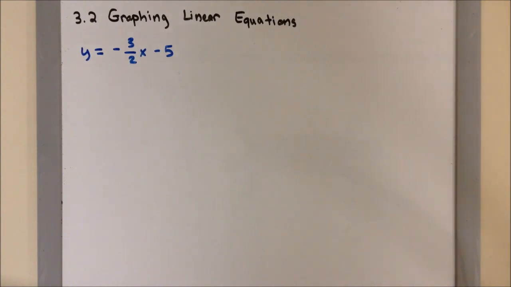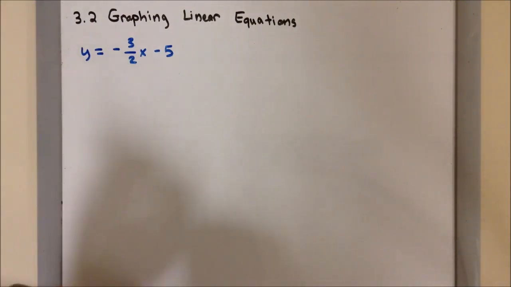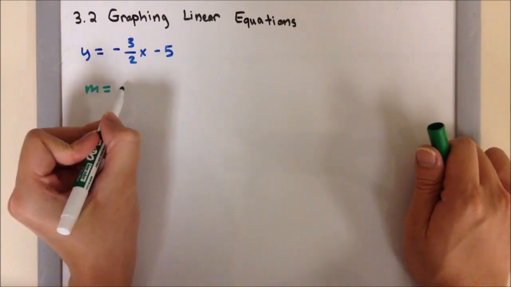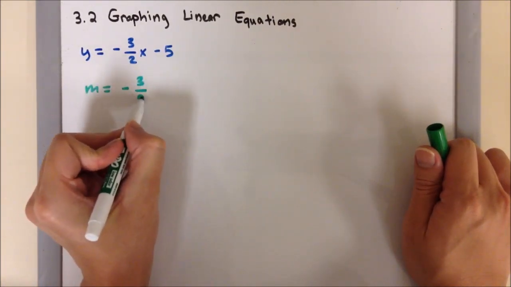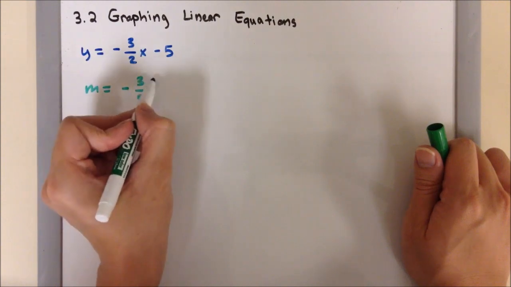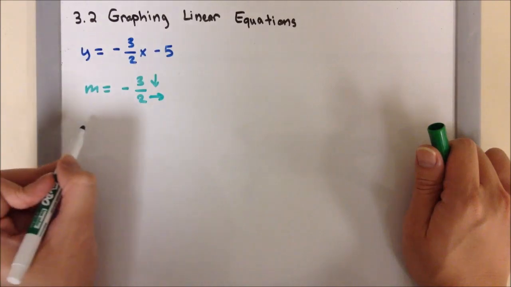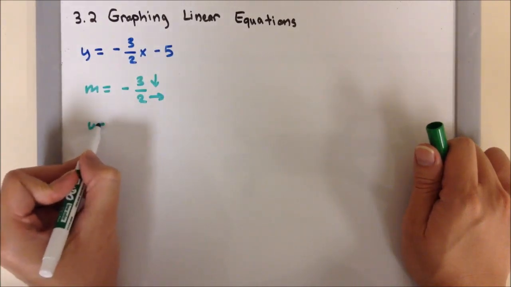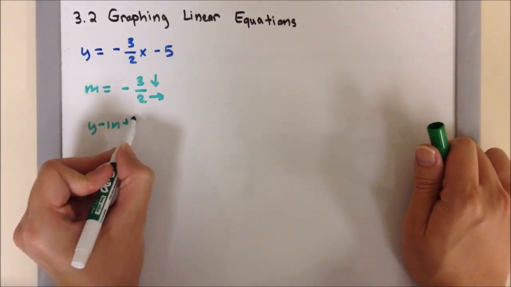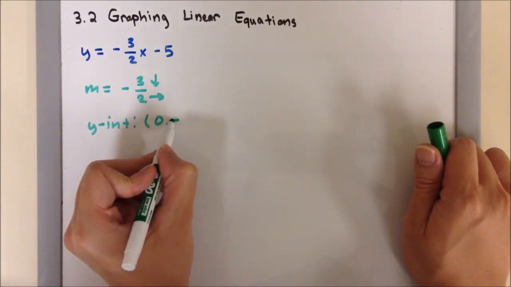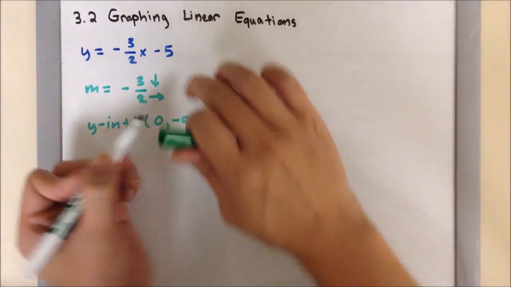In this example, we have y equals -3/2 x, or -3 over 2 x minus 5. So we're going to identify our slope first. So m equals -3 over 2, that's our slope. Since it's negative, my numerator will tell me to go down, and then my denominator will tell me to go to the right. After that, we're going to do our y-intercept. So our first number is (0, -5). That's a number by itself.